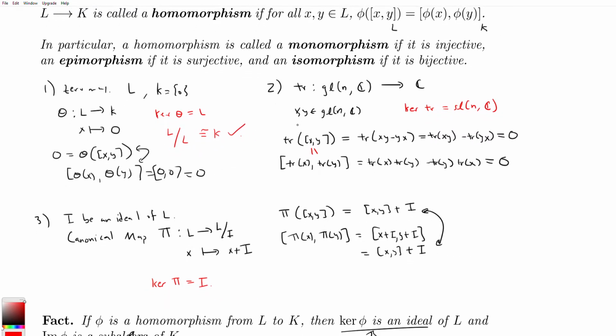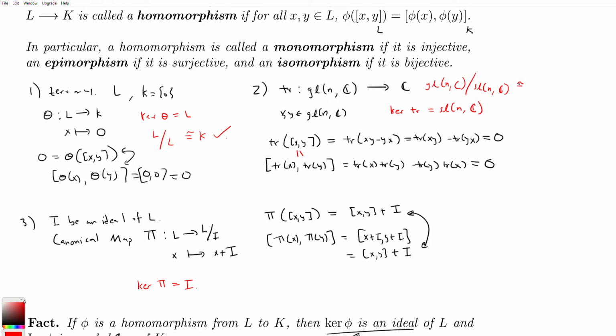In our second example, we have GL_n(C) mod its kernel, which we said the kernel of trace is going to be SL_n(C), right? We know that GL_n(C) has dimension n squared and SL_n(C) has dimension n squared minus 1, and so this is isomorphic to C, and of course the trace is a surjective map. So in particular, we can call this an epimorphism. So I'll call this an epimorphism in the terminology above, epi.